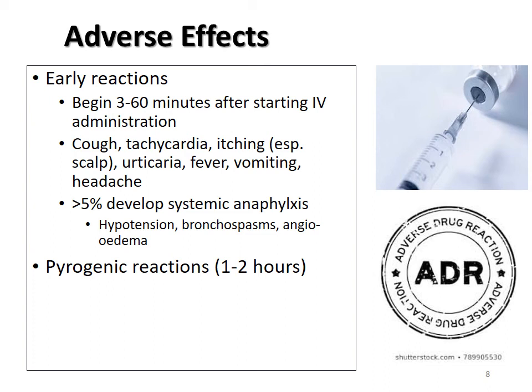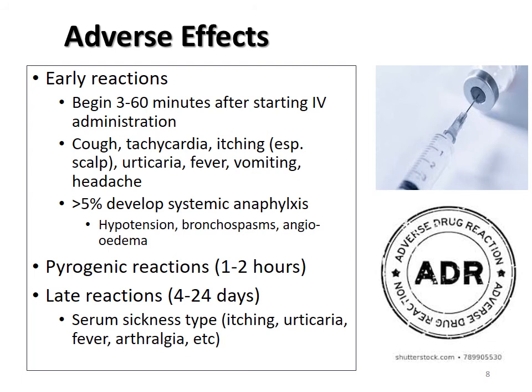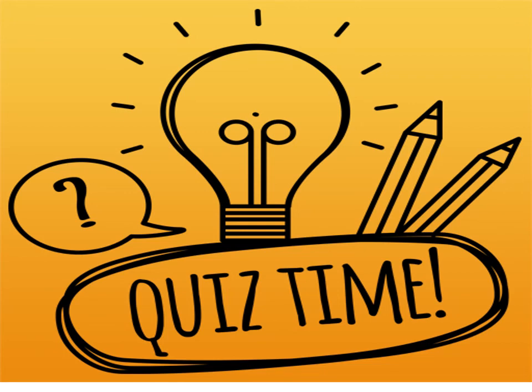So it's actually extremely important for you to buy antivenom from proper suppliers who've been at the business for a while, because some of the contaminants are the ones which lead to some of these reactions that we see. So anaphylaxis can be characterized by hypotension, bronchospasms, angioedema. And you can also get pyrogenic reactions which occur an hour or 2 afterwards, and then late reactions which can occur 4 days and up to 24 days later. So this is your serum sickness type of reactions with itching, urticaria, fever, arthralgia, and related symptoms.